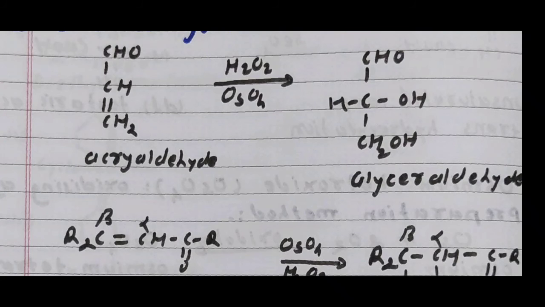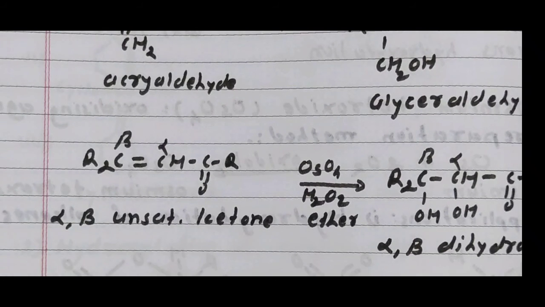Another example I am taking here is an alpha beta unsaturated ketone. 2-methylpropene and benzene are oxidized to 2-methylpropane-1,2-diol and mesotartaric acid respectively. Similarly, conjugated double bond compounds are hydroxylated by a mixture of H2O2 and osmic acid. For example, I am taking an alpha beta unsaturated ketone. At the alpha and beta positions, a double bond is present. Ketone is the functional group. Therefore, the name of this compound is alpha beta unsaturated ketone.